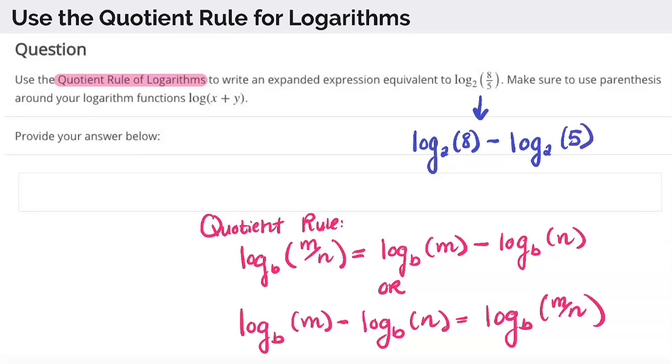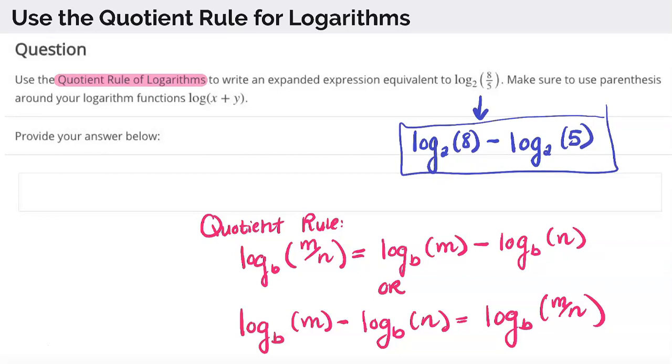Right? And so technically you could simplify this a little bit further because the log base 2 of 8, right, that's just asking us what power would we have to raise 2 to get 8, right? So this whole thing could just simplify to 3, but this was just asking us to apply the quotient rule, not necessarily to simplify it completely. So this answer would be enough for this question here.